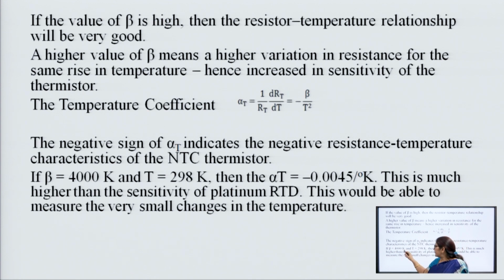Now, if beta is equal to 4000 Kelvin and T is equal to 298 Kelvin, then if we calculate the value of alpha T, it will become minus 0.0045 per degree Kelvin. This is much higher than the RTD. If we are using a platinum RTD, it is very costly, but the sensitivity of the negative temperature coefficient thermistor is very much higher than the platinum RTD. So, this would be able to measure a very small change in temperature.